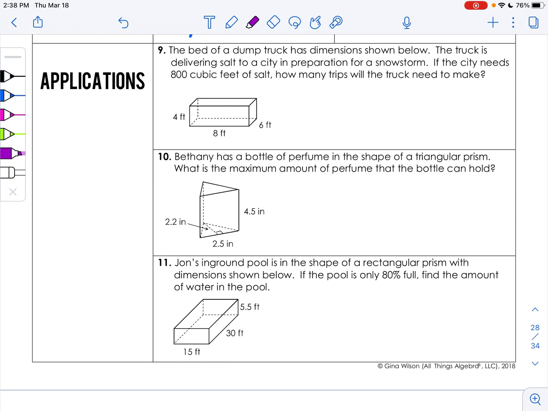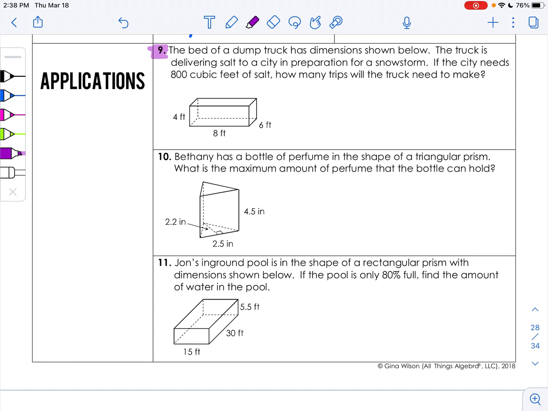And what you're going to have to do is find the volume of the prism and then compare it to how much salt they need and figure out how many trips they would have to make. If they only need 800 feet, if the truck held 800 feet, they would only have to make one trip. So think about comparing that volume to how much salt they need. Go ahead and highlight number 9. So it's not just a straight volume problem. You'll have to take that volume and apply it.